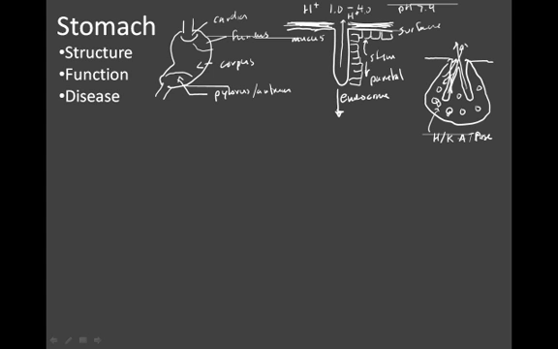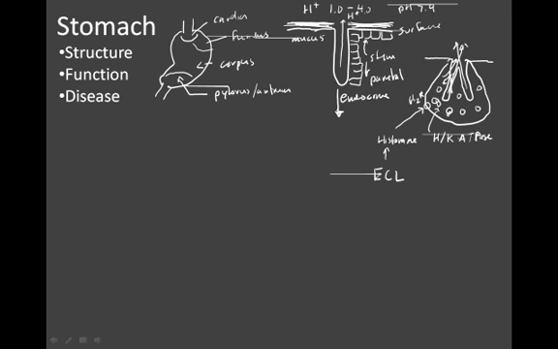So, after taking a brief look at the structure, let's look at the function. In addition to parietal cells, there's something called ECL cells. ECL cells, or enterochromaffin-like cells, secrete histamine. Histamine is a positive regulator of proton secretion, which activates the stomach and causes secretion of acid by the parietal cells, by the H2 receptor.